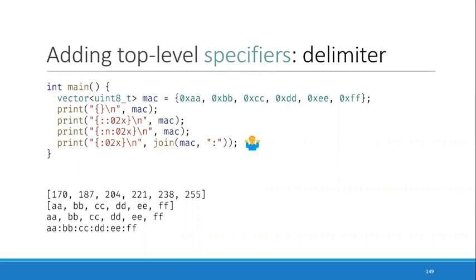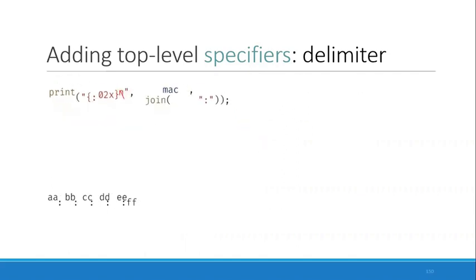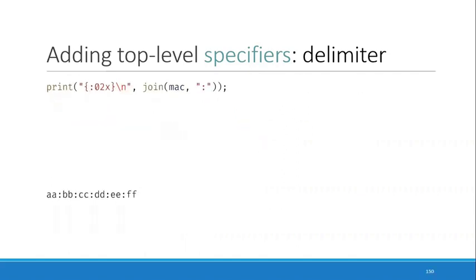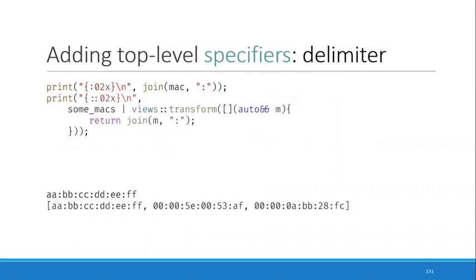I'm happy, but I'm not super happy. I'm very ambivalent about this API. And the reason I'm ambivalent about this is if we look at different contexts in which we might want to format a MAC address. If I have one MAC address that looks like this, if I have a range of MAC addresses that I want to format, I need to do this, right? I need to have my range of MACs. I need to pipe it to views transform, and transform each element using join to get there.